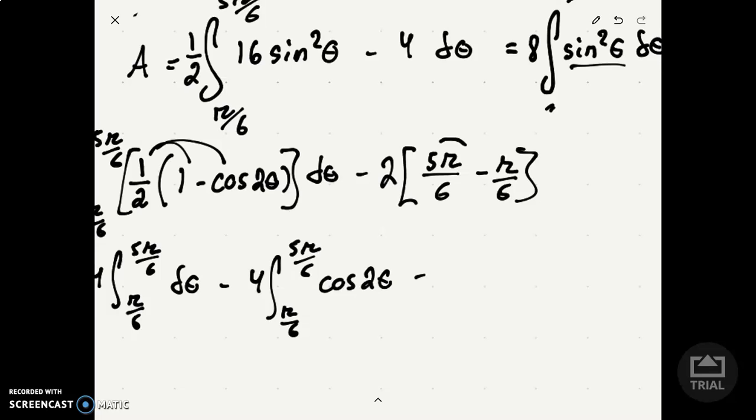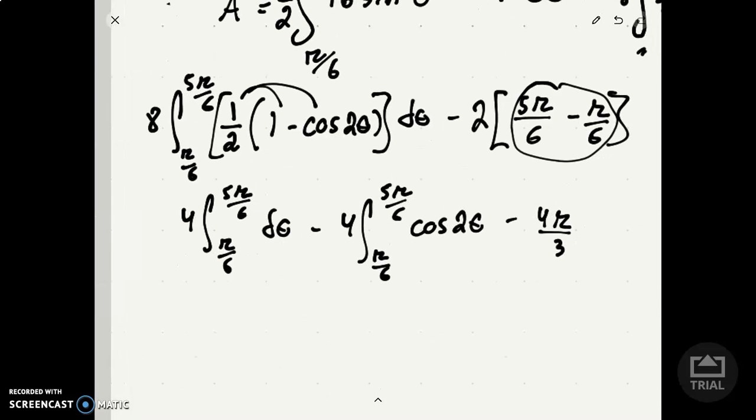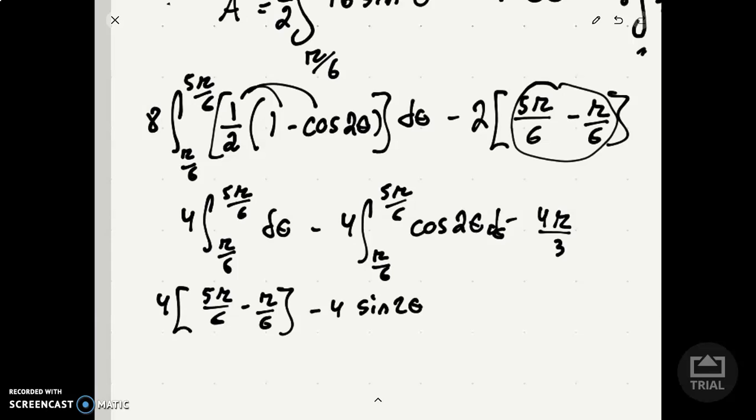That's the same as 4 pi over 6, or 2 pi over 3. So we have negative 4 pi over 3 when we factor in the 2. From here, this really just works out to the same thing. So 4, and then it's 5 pi over 6 minus pi over 6. Now for this one, the integral of cosine 2 theta is sine 2 theta over 2, and that's from pi over 6 to 5 pi over 6.